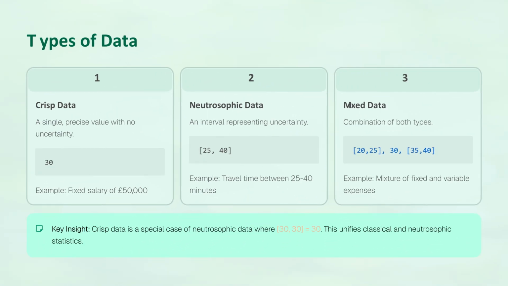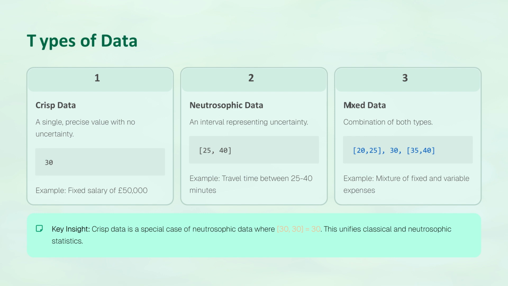In this slide, we compare different types of data. First, we have crisp data. This is the type of data used in classical statistics, where each value is exact. For example, 30 is a precise value. Second, we have Neutrosophic data, where values are given as ranges. For example, 25 to 40 represents uncertainty.